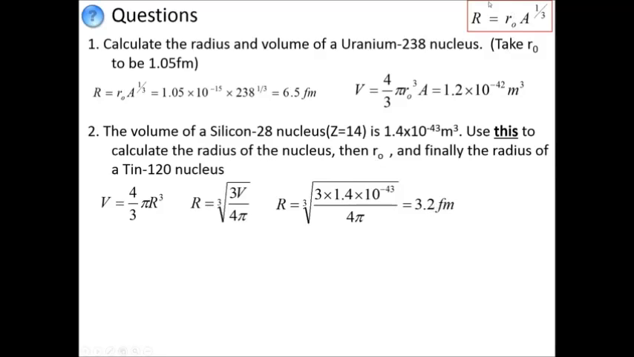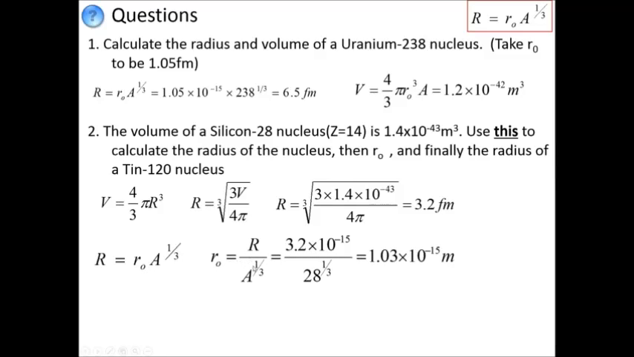Then I'm going to put this into our formula up here to calculate a value of r0. So r0 equals R over A to the third, 3.2 times 10 to the minus 15, our previous answer, divided by 28 to the third, because I told you here silicon was 28. This gives us a value of r0 to be 1.03 times 10 to the minus 15 meters. And then the final question is the radius of a tin-120 nucleus. So again, using this formula, let's put in our value that we found for r0 and go r0 multiplied by A to the third. For tin it's 120, so 120 to the power of a third, and we get a value of big R, the radius of a tin-120 nucleus, to be 5.2 femtometers.